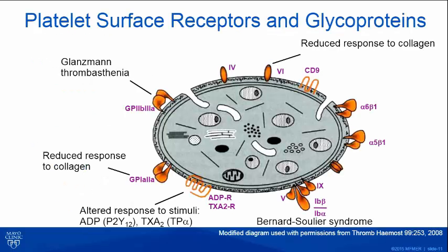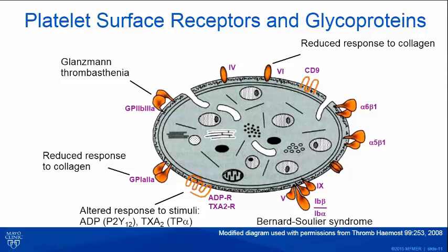So this diagram shows the important surface receptors and glycoproteins on platelets. Glycoprotein IIb/IIIa is the important fibrinogen receptor on the platelet surface. Lack of it will lead to Glanzmann's. And glycoproteins Ia/IIa and VI are important collagen receptors.